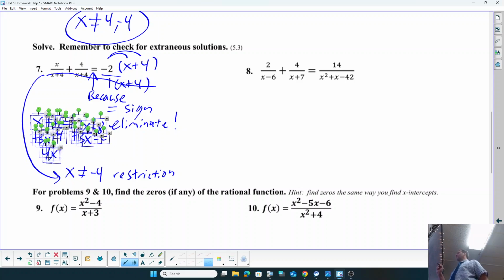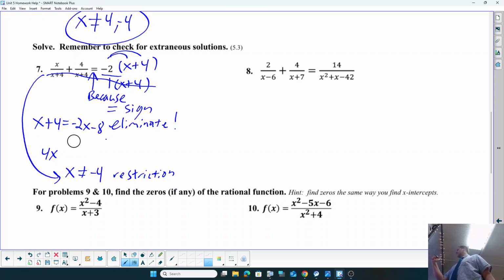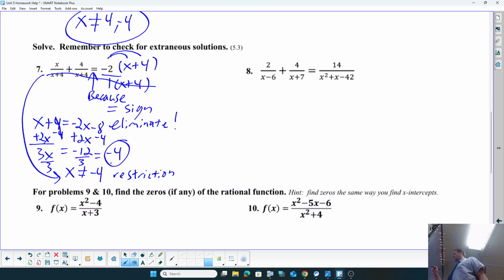And so, well, I went too fast. I don't know, I think I went too fast. So let's actually add a 2x to the other side. So then we get a 3x. And then we're going to minus 4 over to the other side. So we get a negative 12. And then we divide by 3. Oh no, it's negative 4. Oh no!